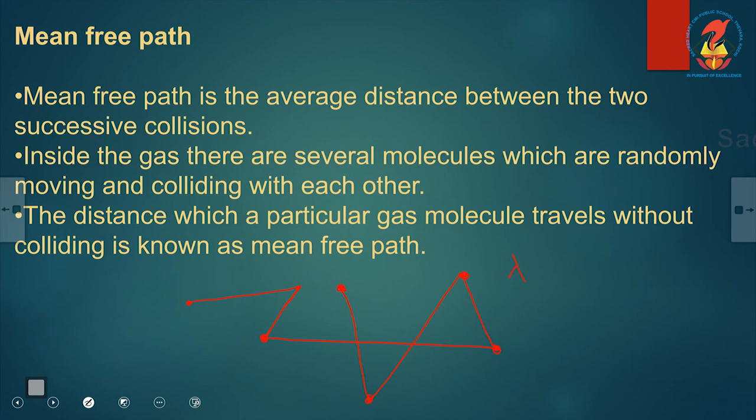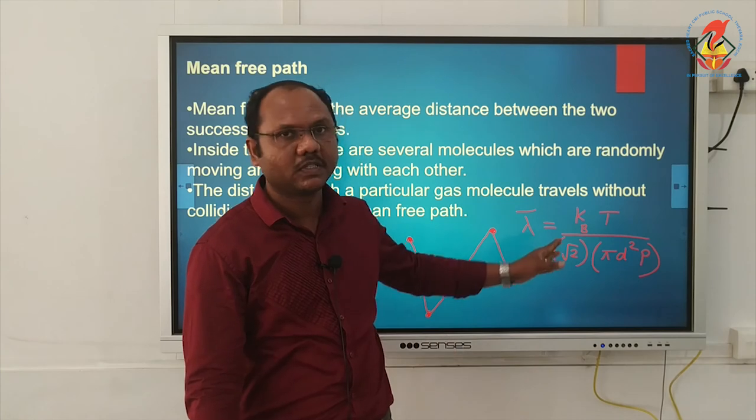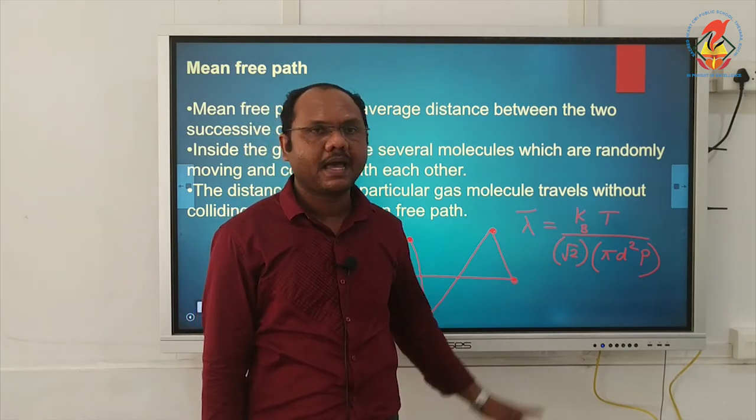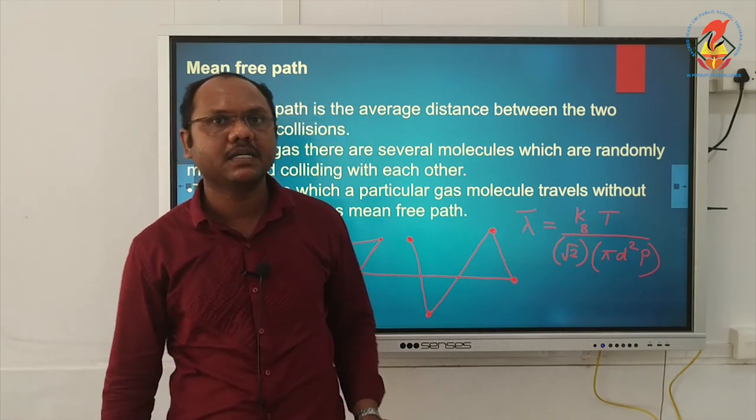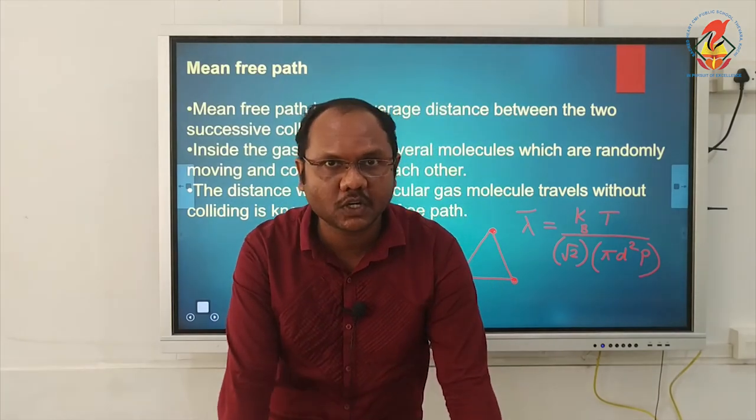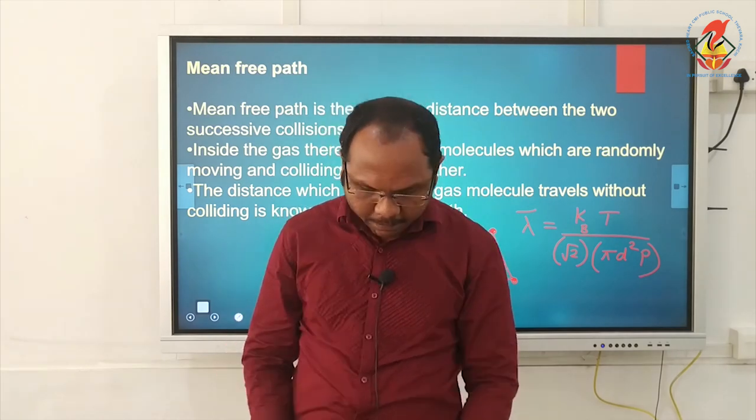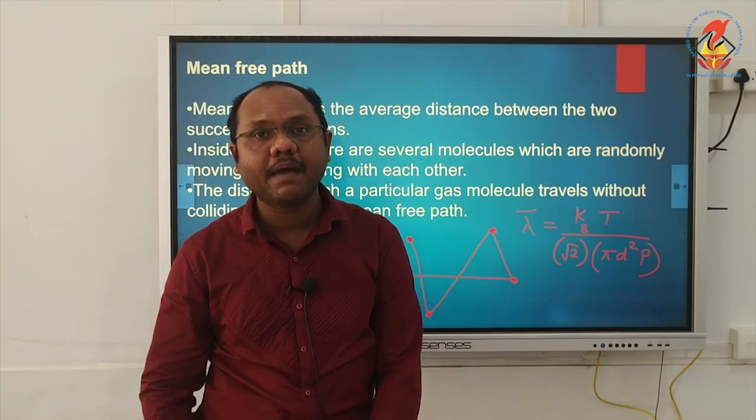Now, there is one equation for finding the mean free path. Mean free path is written as lambda bar. We do not have to study the derivation, we only have to study the equation. So, mean free path is given by lambda bar equals kBT divided by root 2 into pi d square p. This is the equation for the mean free path. There is no derivation to study, just one equation, and just take down what all quantities are representing. Lambda bar is called mean free path, kB is Boltzmann's constant, T is absolute temperature, P is pressure, and d is diameter of the gas molecule.